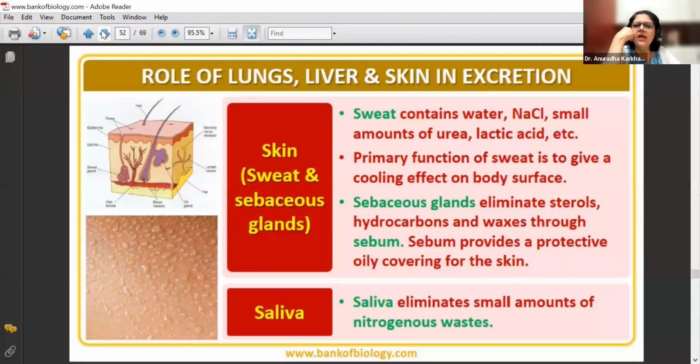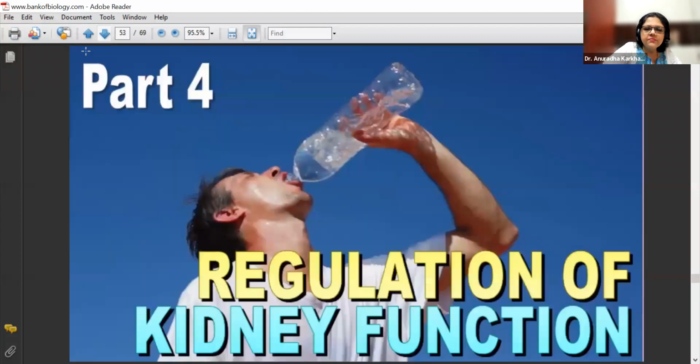Generally, like now in winters, you might not feel it, but in summers, you might feel a sticky, oily substance being formed on the nose area, forehead area, skull. That is sebum formation. Saliva eliminates small amount of nitrogenous waste. Okay. So these all are also going to help in some or the other forms of excretion. That's complete with your countercurrent method and some important points.